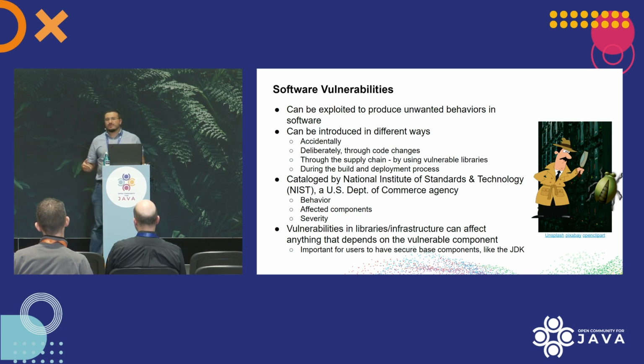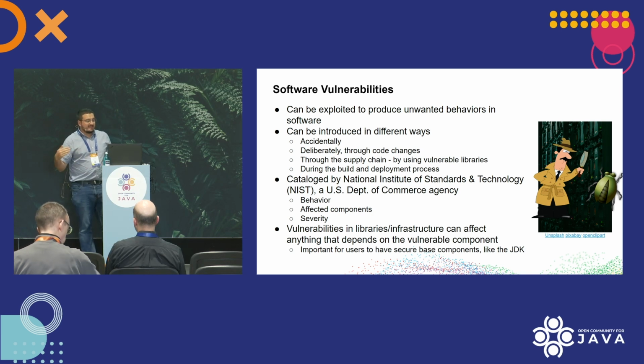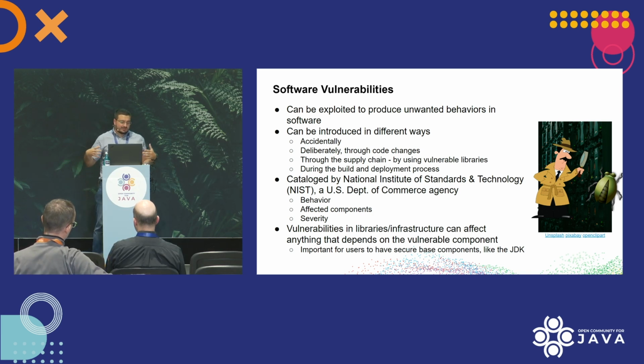So you can get your vulnerabilities in a whole bunch of different ways. You can get them accidentally. You can get them deliberately through code changes, as we saw with that XZ exploit. You can get them through the supply chain by using vulnerable libraries, and you can also get them during the build and deployment process. Again, this is kind of where that XZ Utils comes in, where somebody injected the vulnerability or was able to actually unpack it and use it in the build process.